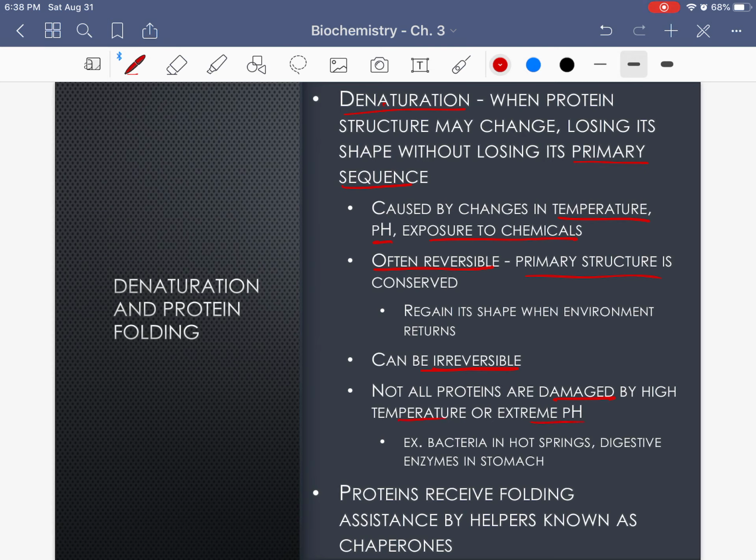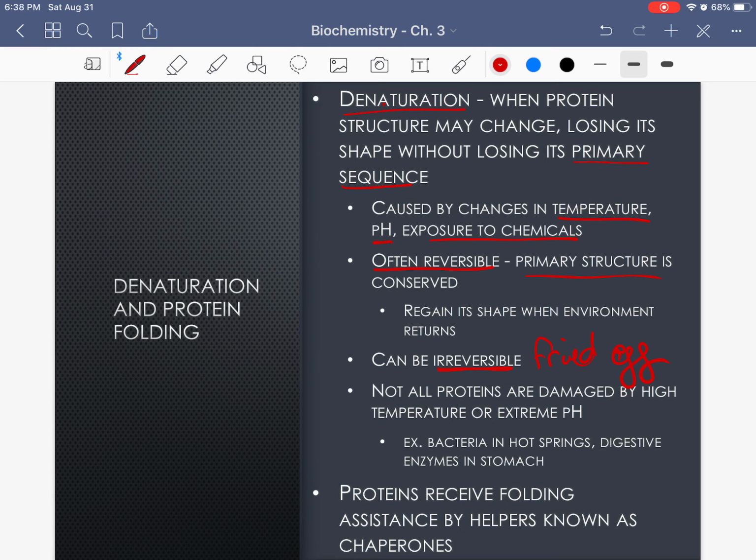An example of an irreversible denaturation is frying an egg. The albumin in the egg, the proteins in that egg, when we cook it, we can't uncook that egg. It has gone too far.